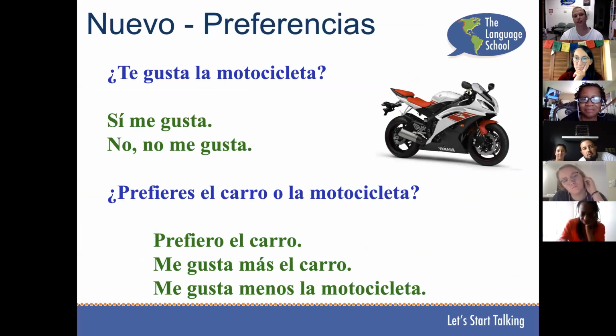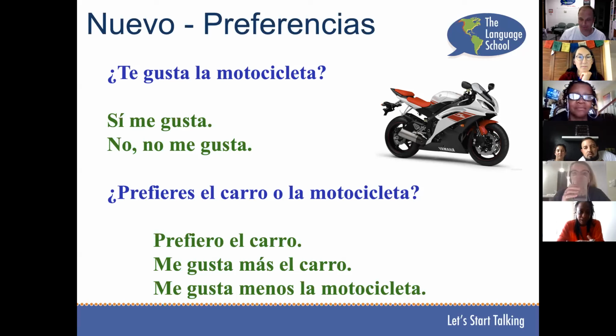All right, let's talk about things that we like. So you've learned how to say I like, me gusta, right? Now to add a little more detail with the conversation, we can follow things up with this question, ¿prefieres? Do you prefer? So we've got an example here. I could say, Orlando, ¿te gusta la motocicleta? Sí, me gusta. Or no me gusta. And then to add a little more detail, I could say, ¿prefieres el carro o la motocicleta?